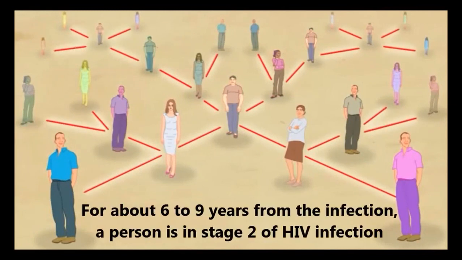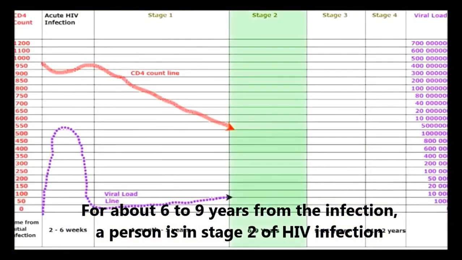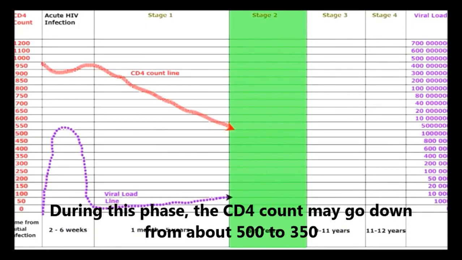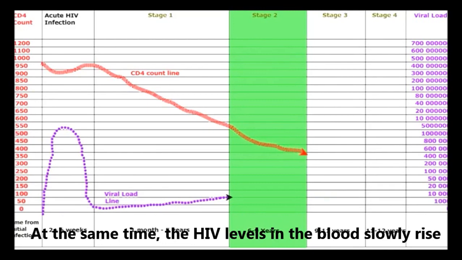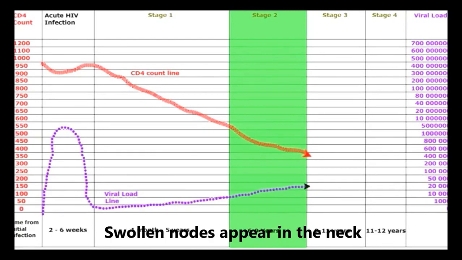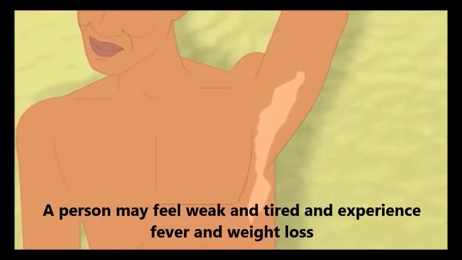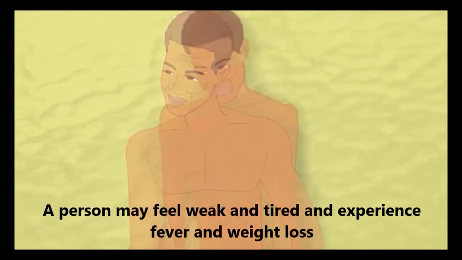From about 6 to 9 years after infection, a person is in stage 2 of HIV infection. During this phase, the CD4 count may go down from about 500 to 350. At the same time, the HIV levels in the blood slowly rise. Swollen glands appear in the neck, armpits, or in the groin. A person may feel weak and tired and experience fevers and weight loss.